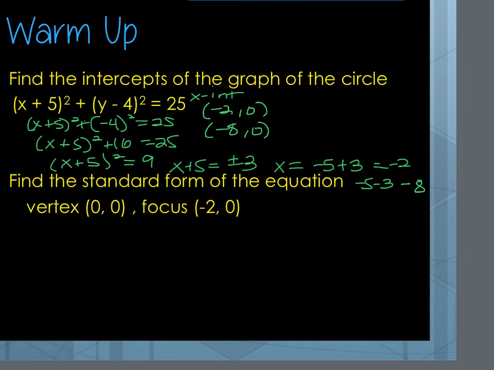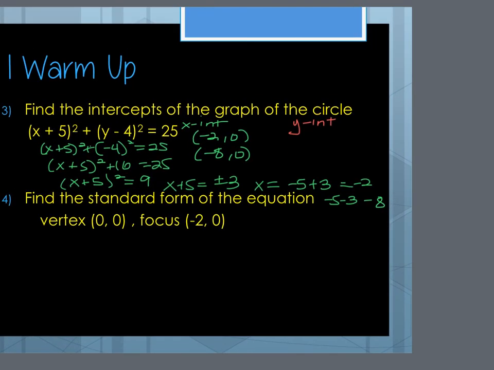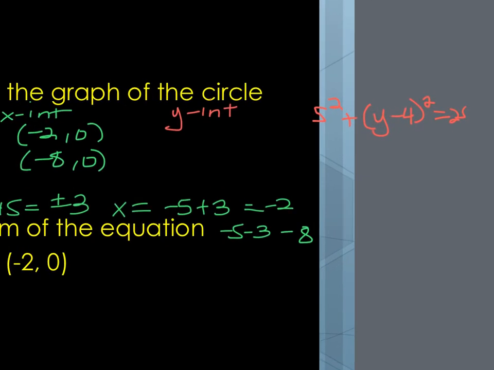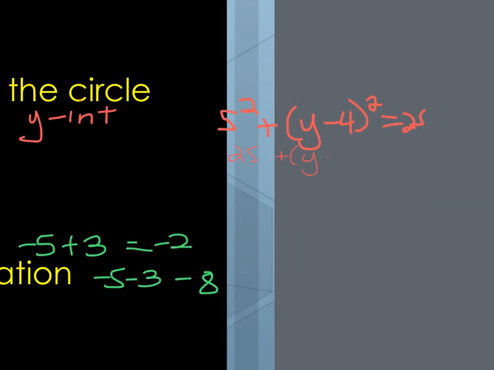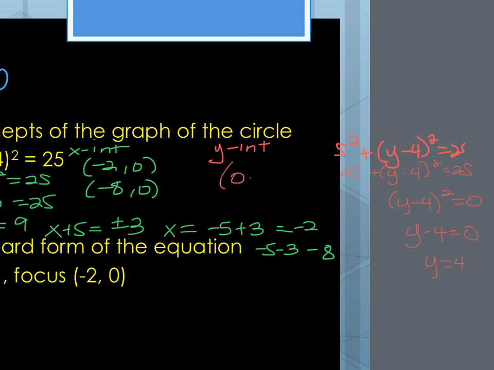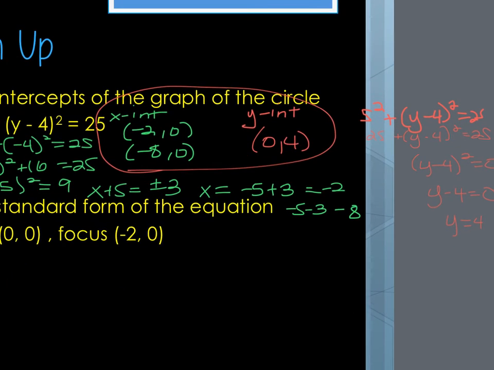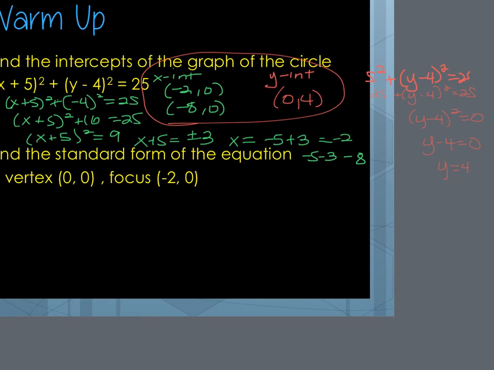So there are 2 x-intercepts. And then I want to repeat that process for the y-intercepts. This time I plug 0 in for x. So I'd get 5 squared plus y minus 4 squared equals 25. 25 plus y minus 4 squared equals 25. Y minus 4 squared equals 0. Plus or minus 0 is still 0. And y equals 4. And there are your intercepts. Questions on that one? Okay.